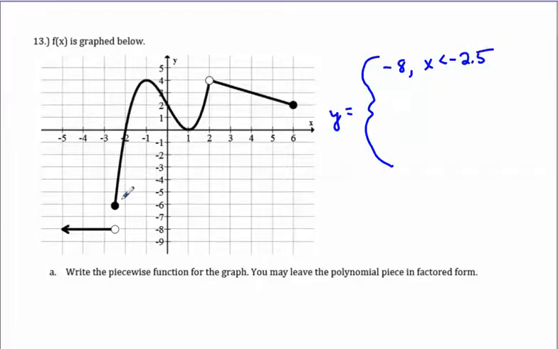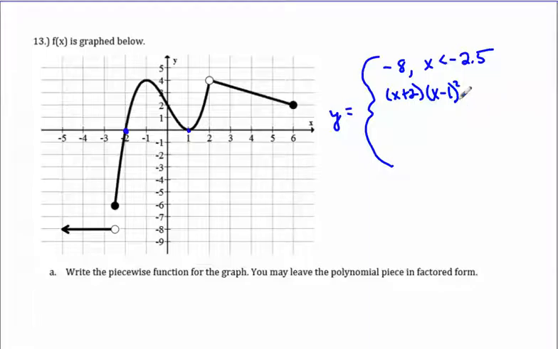All right, here's our polynomial piece. It has zeros at -2. That means that x plus 2 is a factor. And it has a double zero at 1. I know that because it bounces at 1. So it has x minus 1 as a factor, but it's a double root.